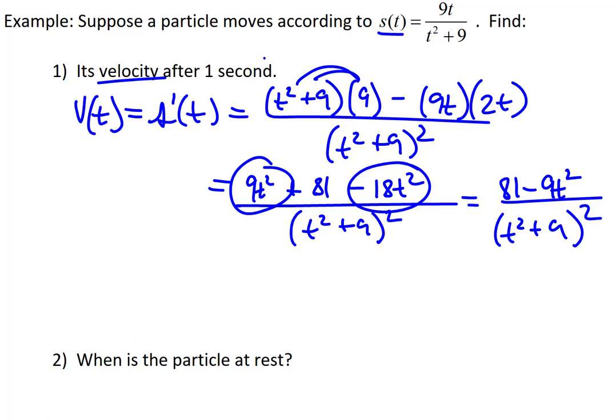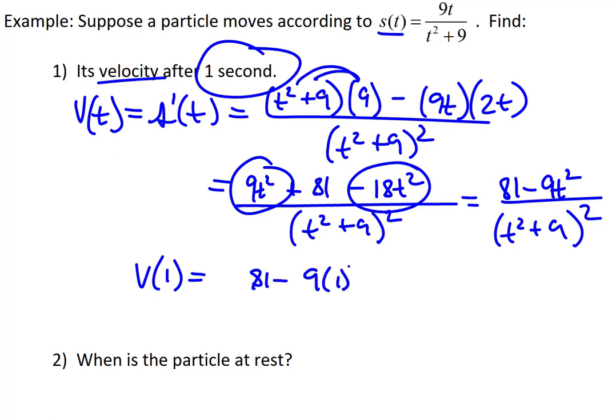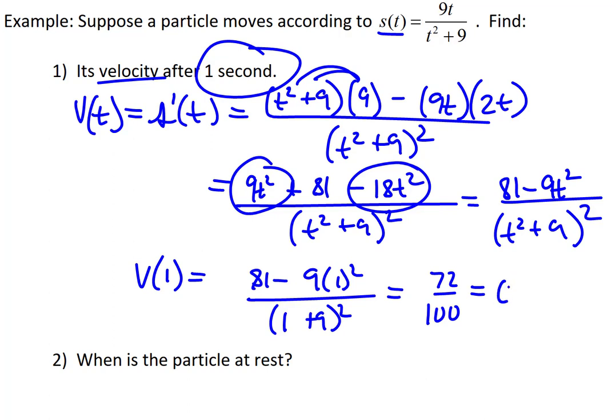But this question was asking for its velocity after 1 second. In other words, we really want to know what v of 1 is. Well, if we know v of t, then we'll just plug in 1 for t, which would give us 81 minus 9 times 1 squared, all over 1 squared, which is 1, plus 9 squared. So this is really 81 minus 9, which is 72, over 1 plus 9, which is 10 squared, which is 100. So 72 over 100. Now you could keep it as is or reduce it to a fraction, or sometimes in a science context you might see it written as a decimal, so you might say 0.72.